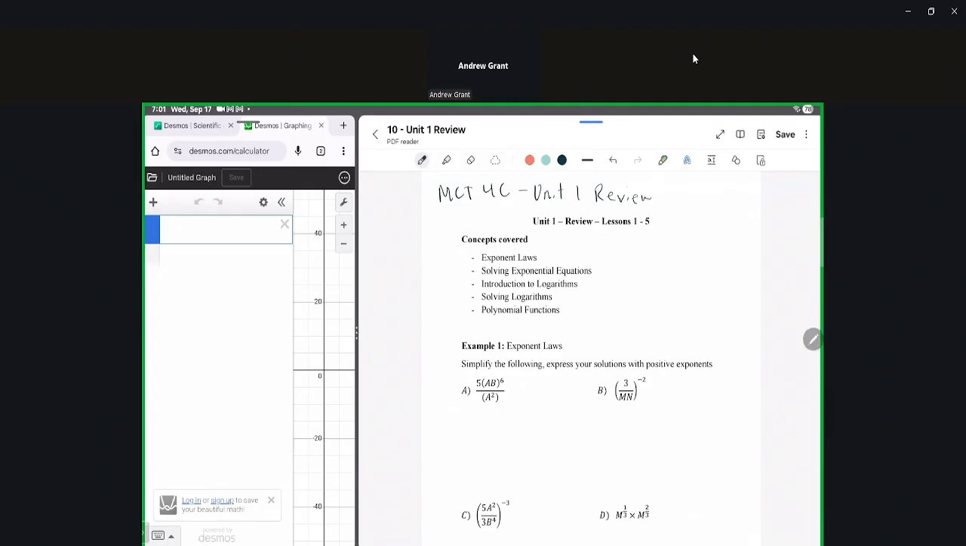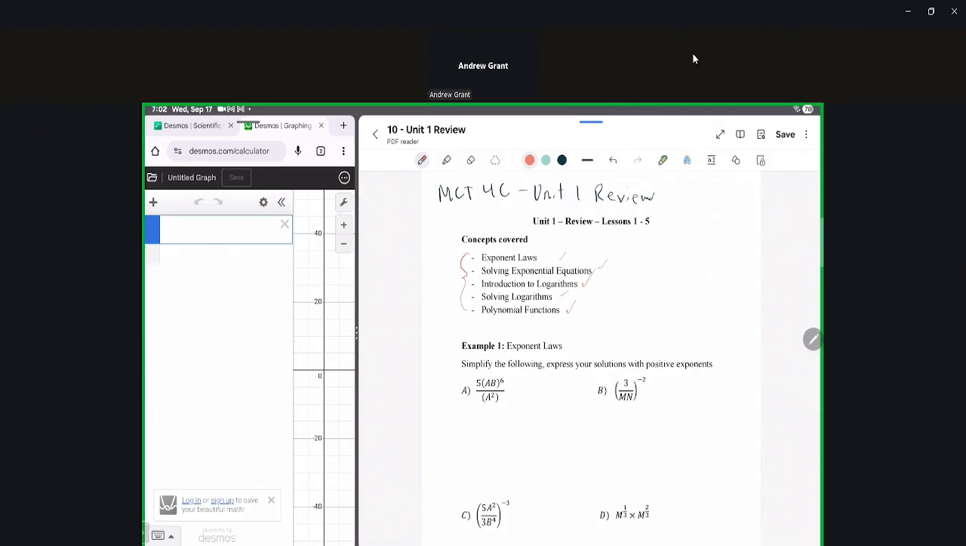Very exciting. Unit 1 by far is one of the longer sections. Unit 2 is a bit shorter, and Unit 3 by far is the shortest one to go through. For today's lesson, we're going to be doing a survey or a review of topics from Unit 1. Mainly, we're having a look at our exponent laws, solving exponential equations, our introduction to logarithms. We're going to solve logarithms, and in general, have a look at polynomial functions.